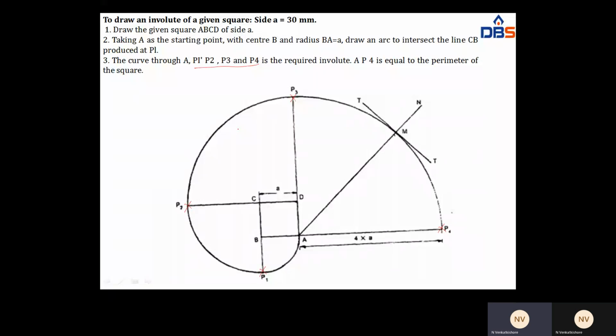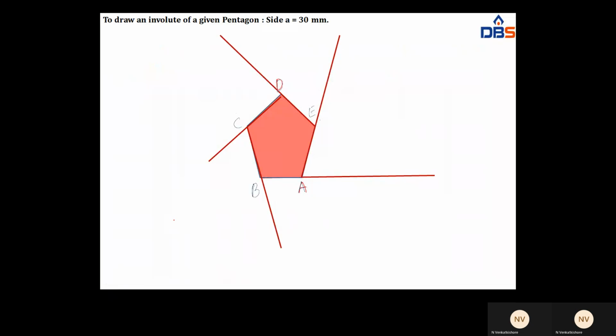So these are very simple. No instruction or method is required, just construction of the profile points. Okay, we will see one more problem. See here, the main thing is to construct the involute of a given pentagon. What is a pentagon? How many sides does a pentagon have? Five sides.